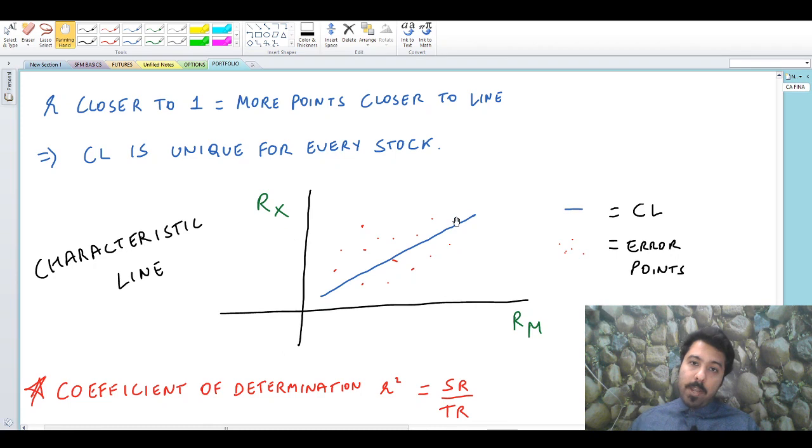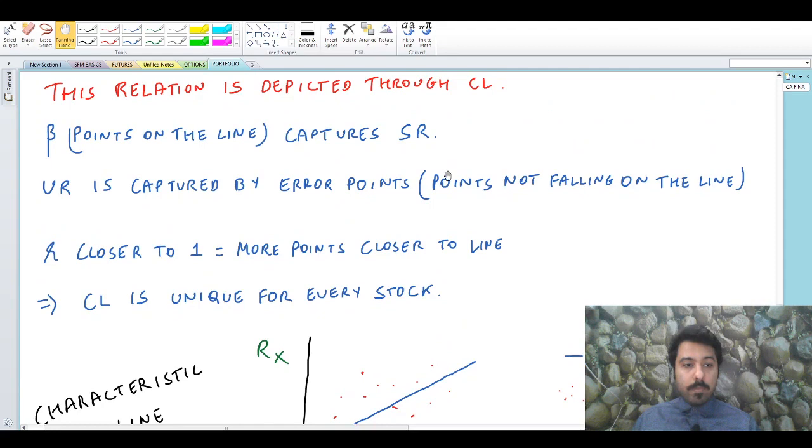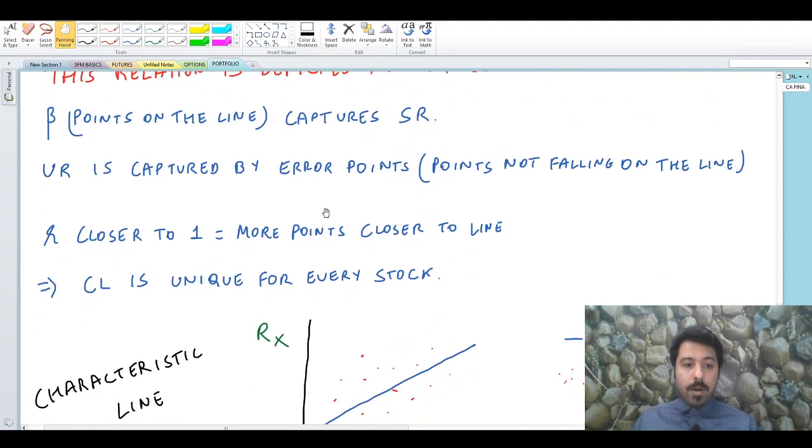Okay. And see, this is the return of the stock, return of the market, beta. Beta captures the relation of market return to stock return. And all the points falling on this line are beta, systematic risk. The points falling outside this line are the error terms that we were talking about. So this captures the unsystematic risk. This entire thing is total risk. This is systematic risk. These are unsystematic risk.